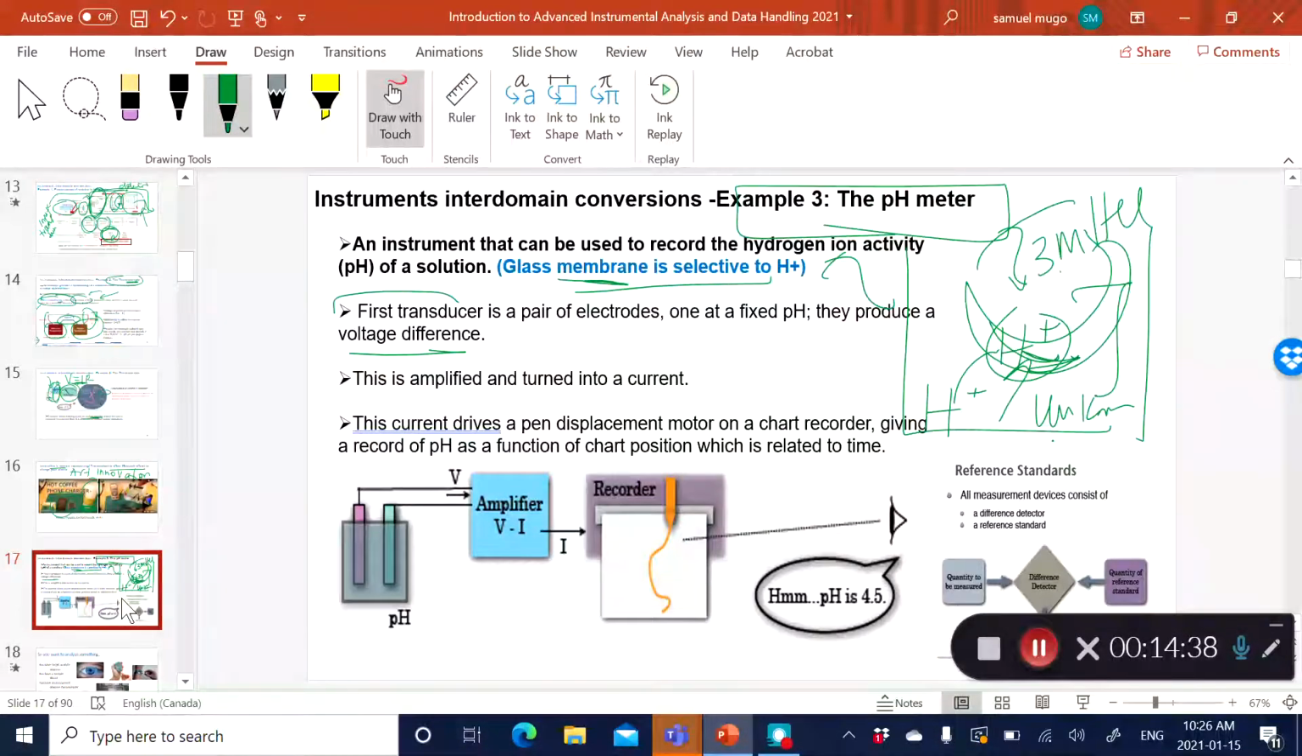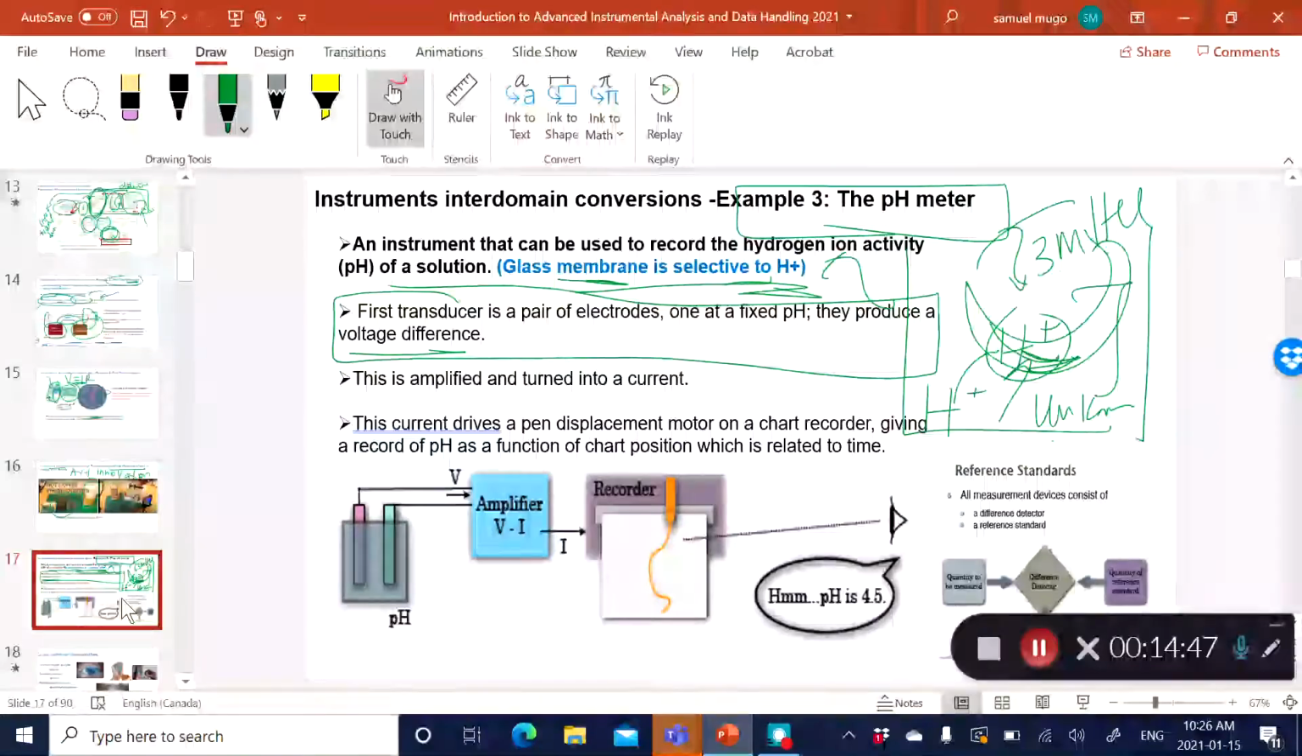So again, you can see that is an input transducer that converts hydronium ions in this case, which is a chemical, and converts it into a voltage, just by having it captured by a membrane. And then there's a potential difference between the inner solution and the outer solution, which are separated by that membrane.